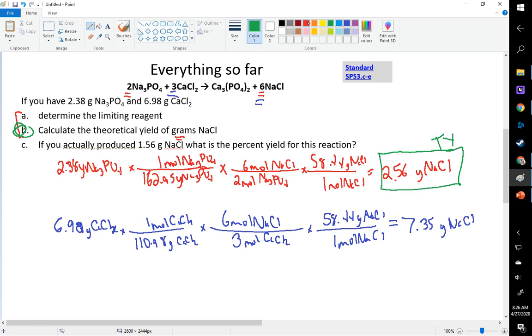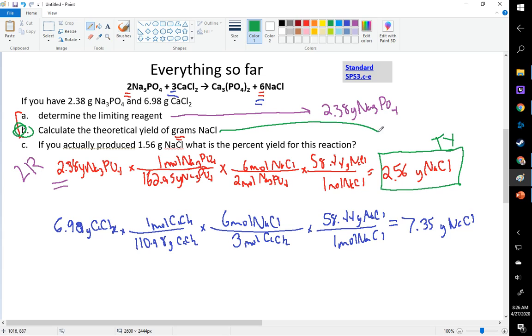And my limiting reactant is whatever started that calculation. So this is the substance that we run out of first. So my limiting reactant is the 2.38 grams of sodium phosphate. It's the substance that's going to run out first. And my theoretical yield is that smaller answer. So it is the 2.56 grams of sodium chloride. Again, yield is always a product. Reagent and reactant is always the starting substances.